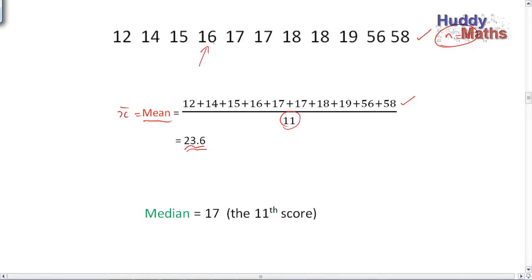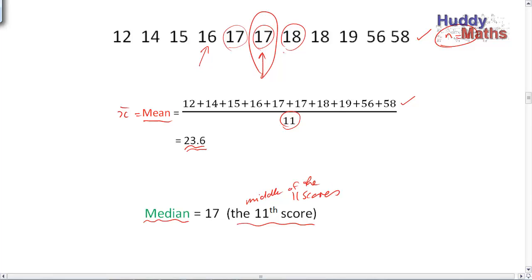I'll quote the median. Let's work out the median. Now, the median is not the 11th score here. We've got 11 scores. It's actually the middle score, which is this 17, so that's the 5th score, 6th score, 7th score. So this 17 is right in the middle of the 11 scores. It's actually the 6th one, and I'll show you how to do that in a minute. So there's the median, and you might like to quote that.